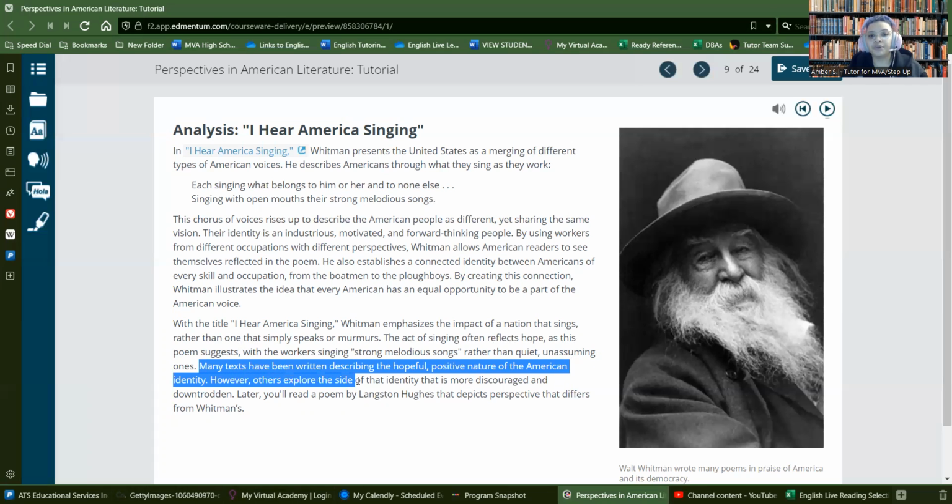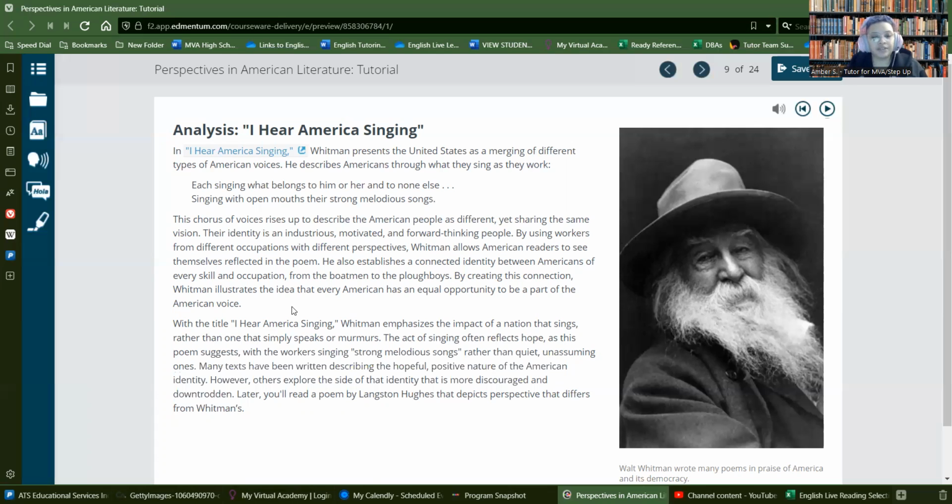However, others explore the side of that identity that is more discouraged or downtrodden. And this lesson does cover that with the next poem, which is "I, Too." And also, we did something similar with "From the Dark Tower." "From the Dark Tower" was a poem written from the perspective of African Americans and their experience in America, which is not as positive as this one. So yes, I think that that's about it for this poem. Let me go ahead and stop sharing.